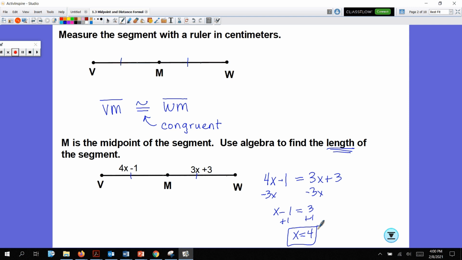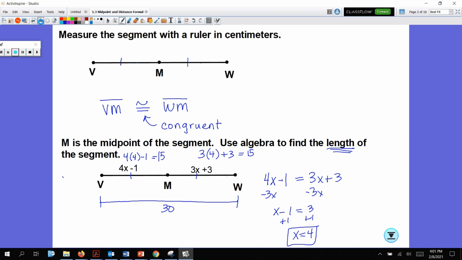I need to know what the whole length is, right? So we're going to plug it in. I'm going to say 4 times 4 minus 1. Well, 4 times 4 is 16, minus 1 is 15. Then I plug it in over here: 3 times 4 plus 3. Well, 3 times 4 is 12, plus 3 is 15. They are both equal to 15. The length of the entire segment would be 30, right? Because 15 plus 15 is 30. All right.